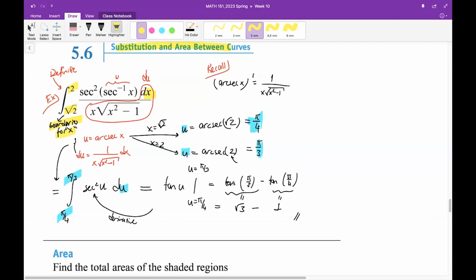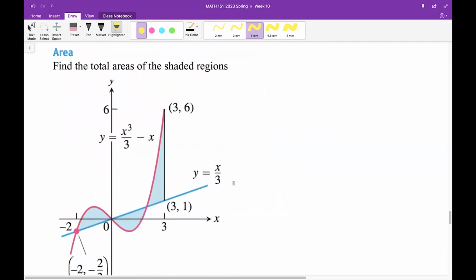If not, I want to talk now about areas between curves. And here I want to start with a recall.